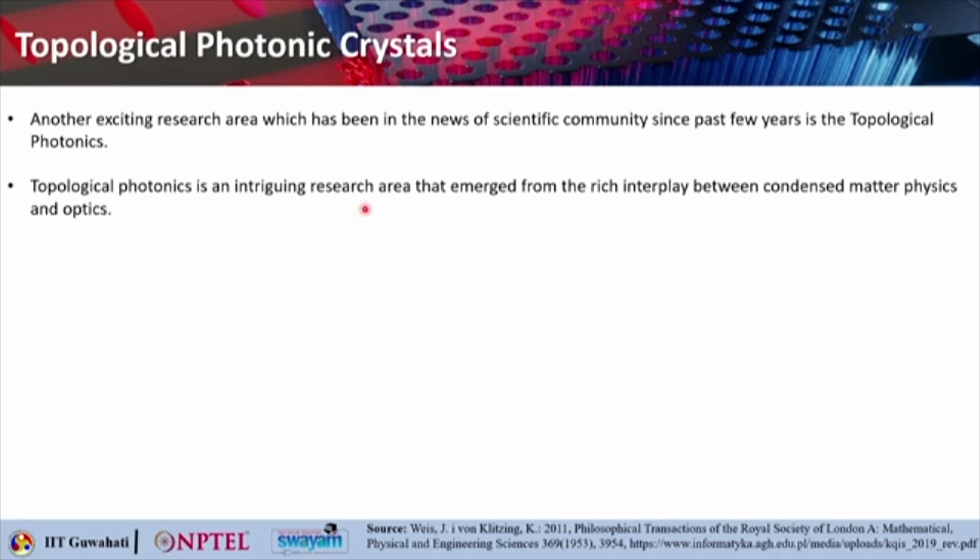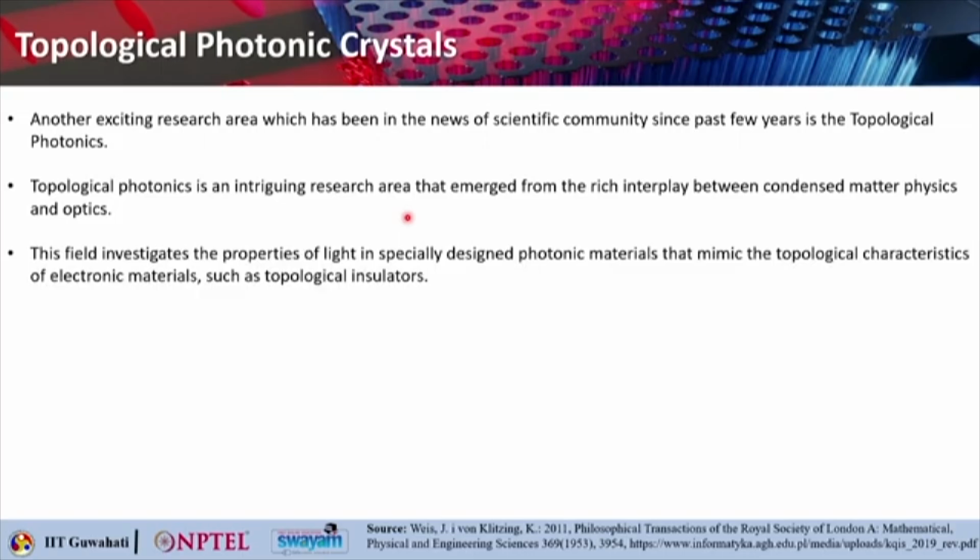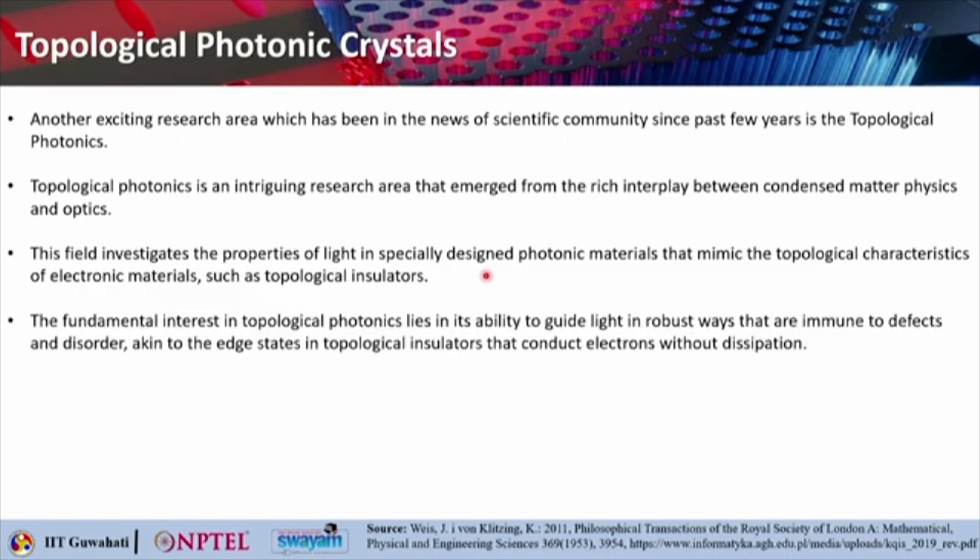Now this topological photonics, as I mentioned, is an intriguing research area that has emerged from the rich interplay between quantum matter physics and optics. So what happens in this particular field? It investigates the properties of light in specially designed photonic materials that mimic the topological characteristics of electronic materials, mainly topological insulators. The fundamental interest in topological photonics lies in its ability to guide light in robust ways that are immune to defects and disorders.